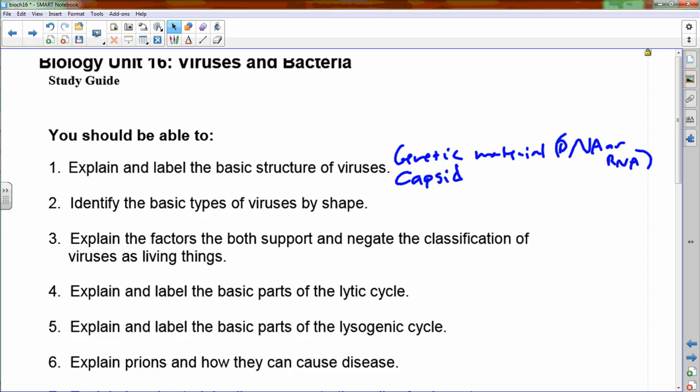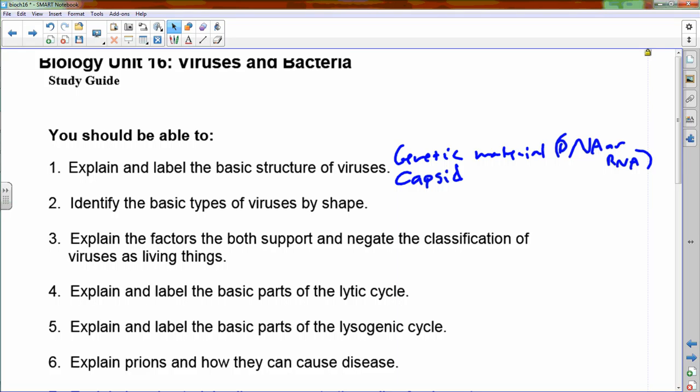So we have to explain that to them. There might be a question like, describe the basic structure of a virus. So you just have to say, okay, it has a capsid around the outside to protect it. It has genetic material, either DNA or RNA, on the inside.